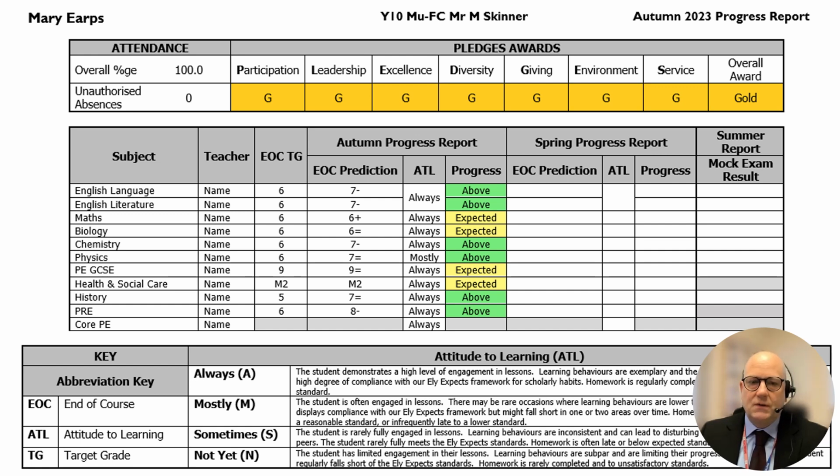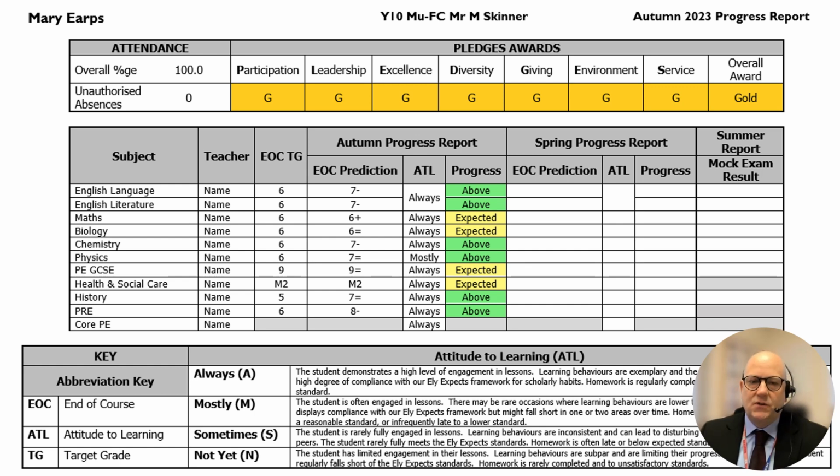What you've also got then within the report is an end of course prediction. Now invariably you'd expect the child to be close to their target grade. There are occasions though that the target grades obviously are not a glass ceiling, and you can get students who work supremely well and can exceed those target grades, and that's what's happening at the moment in English language, where Mary's targeted a 6, but she's currently working towards a potential grade at the end of the course of a 7. Now, unsurprisingly, for someone to be making that sort of progress within their grades, their attitude to learning is mostly always, this is an exceptional school report.